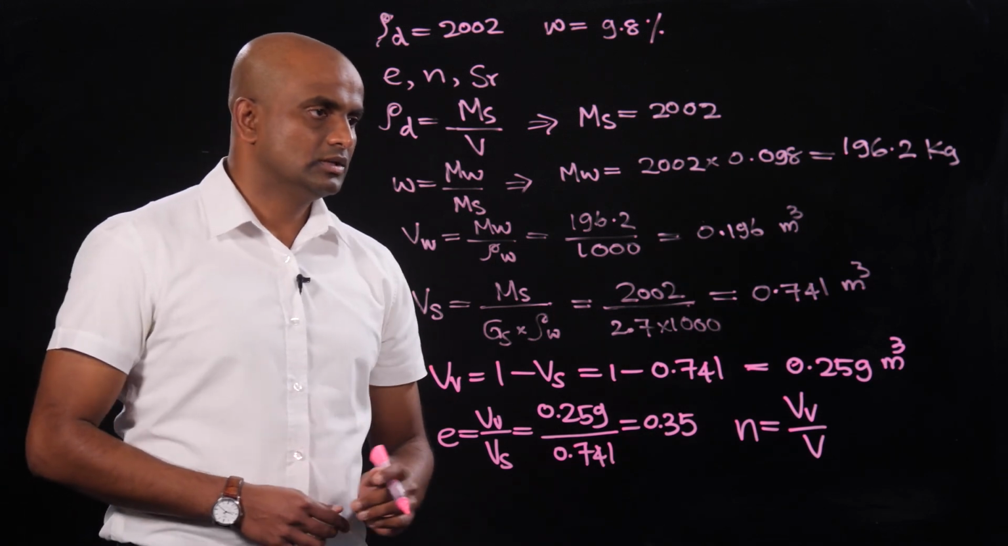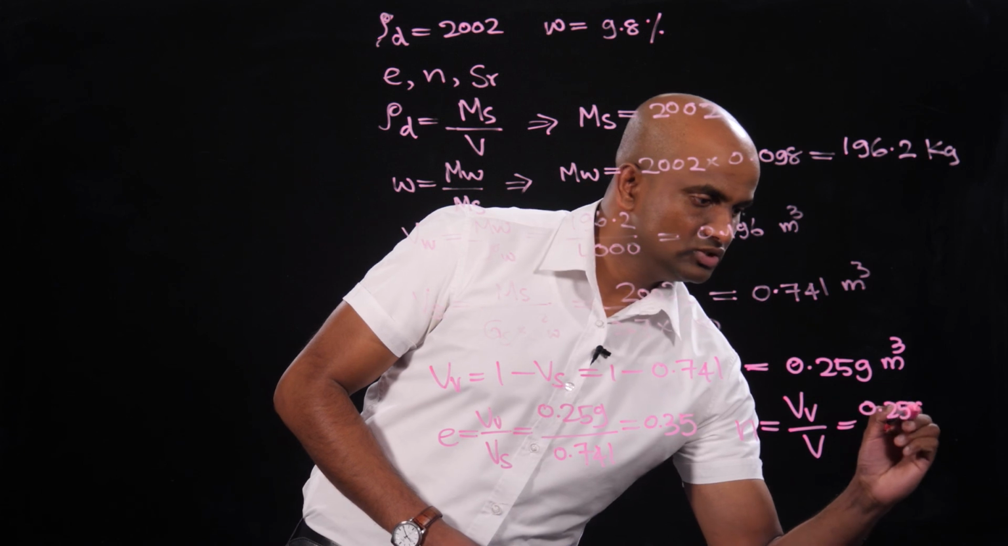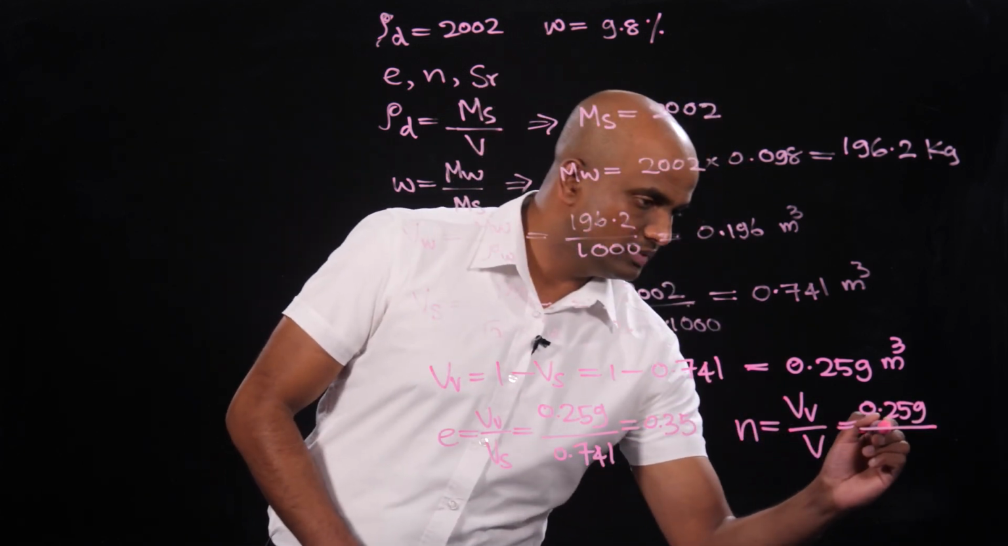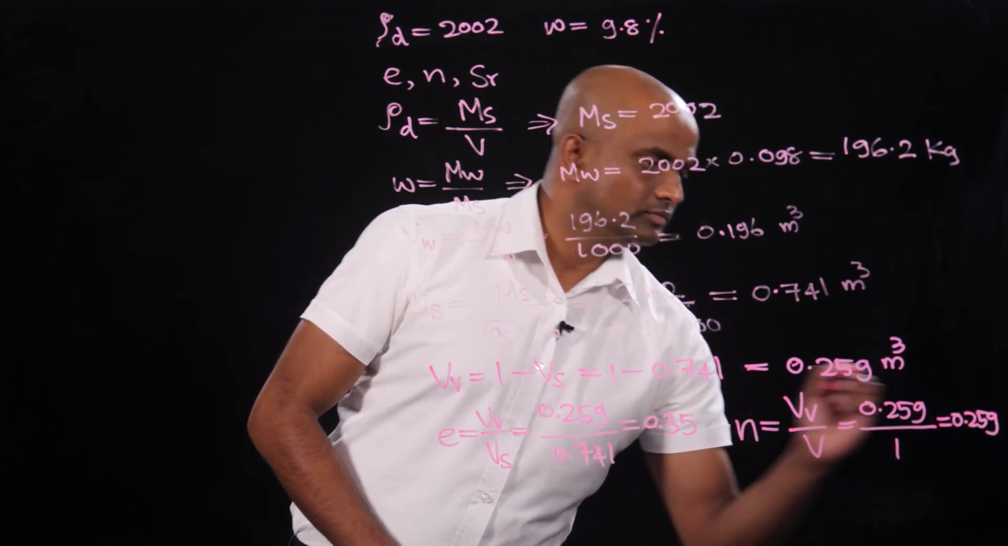Then we can determine the porosity, n, equal to volume of voids divided by the total volume. So the volume of voids is 0.259. We assumed a total volume of 1. So therefore your porosity is 0.259.